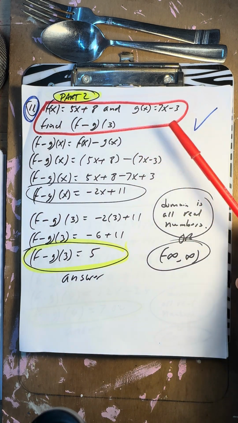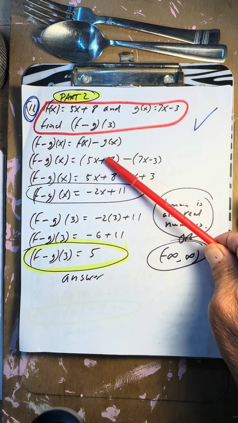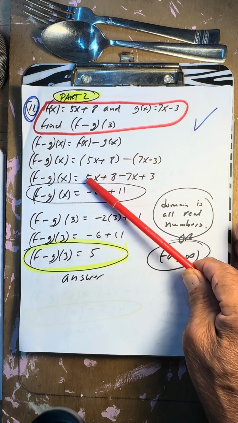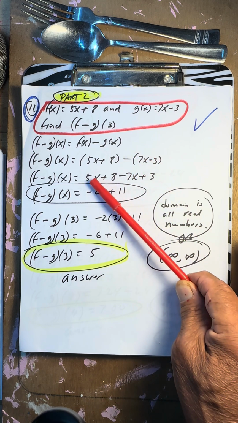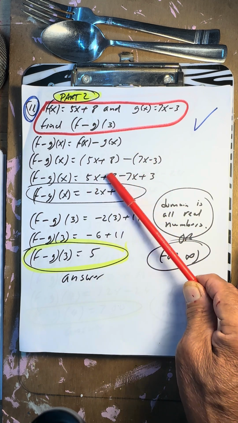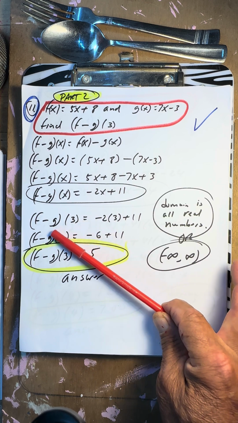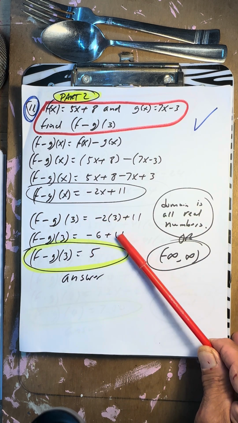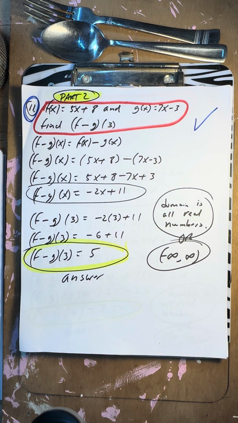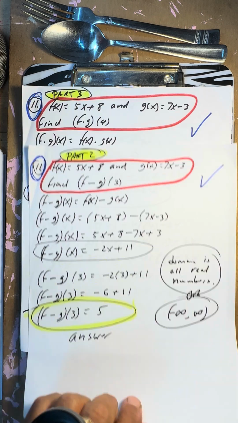Now, f minus g of x. So you're going to go f of x minus g of x. This stays the same, this one changes. Negative, negative, negative is positive. Put these together, that's going to give you negative 2x plus 11. f minus g of 3: put a 3 in there. It's going to be negative 6 plus 11 is 5. So f minus g of 3 is 5. Domain, all real numbers.